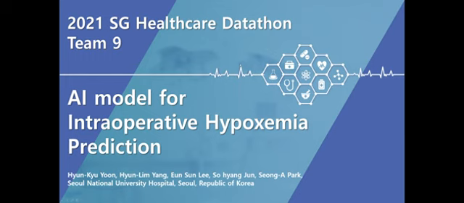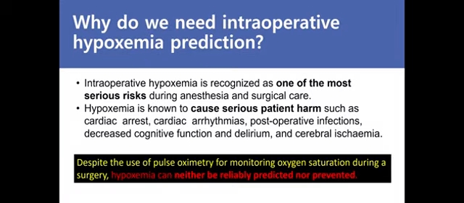We would like to introduce an AI model for intraoperative hypoxemia prediction. Intraoperative hypoxemia is considered one of the most serious risks during anesthesia and surgery because it can cause serious adverse events to patients, such as cardiac arrest, arrhythmia, postoperative infection, and cerebral ischemia. Although a pulse oximetry enables a physician to monitor oxygen saturation during surgery, intraoperative hypoxemia can neither be reliably predicted nor prevented. Thus, more accurate prediction of intraoperative hypoxemia is needed to improve patient care.